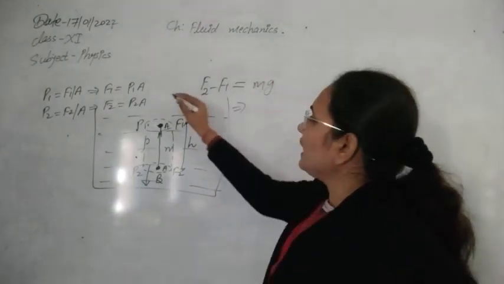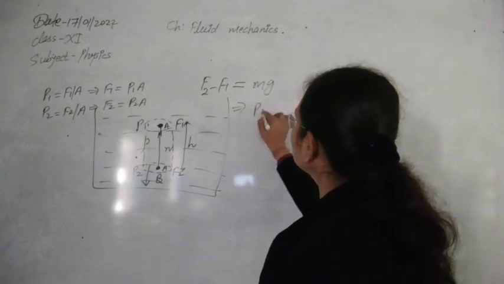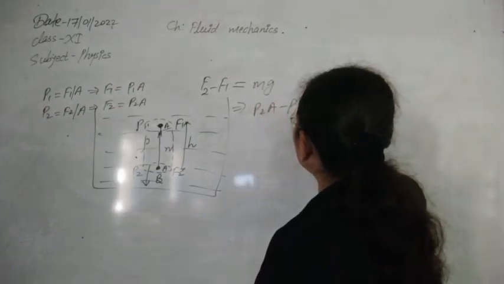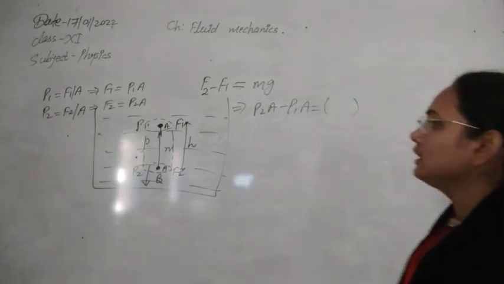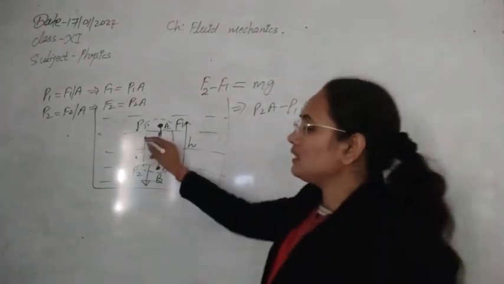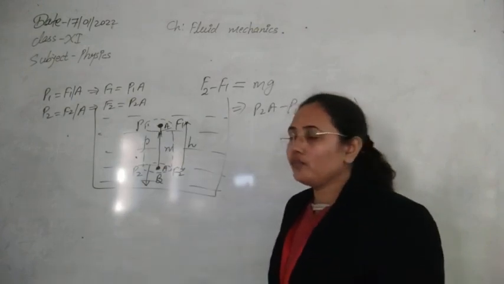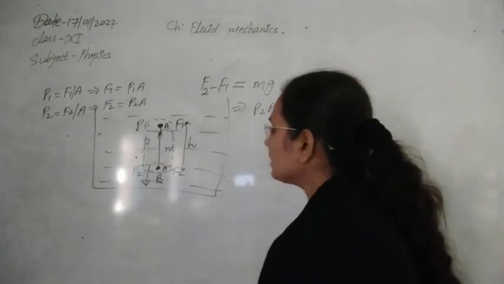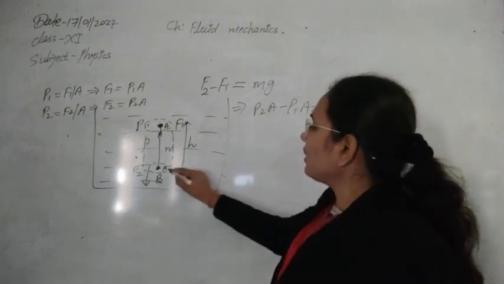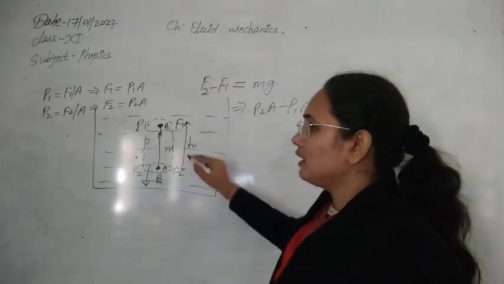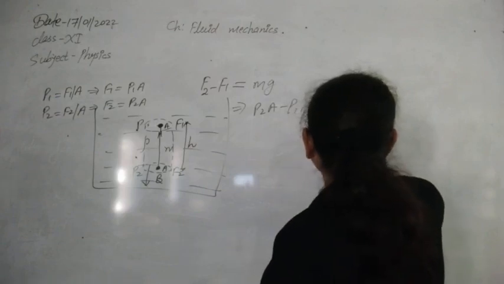From here, put the values of F2 and F1. F2 is P2 into A, F1 is P1 into A, and we can write m in terms of known quantities, as we have the concept of density. Density into volume gives the mass. And the volume will be the area into the height h, so A into h.